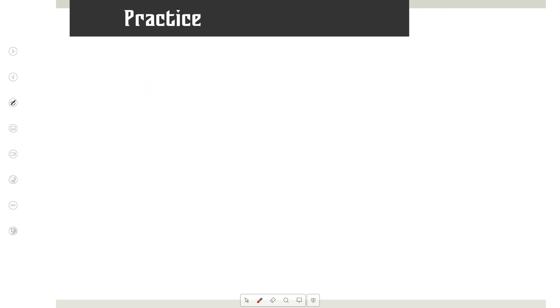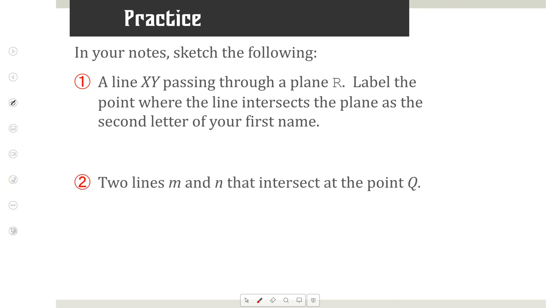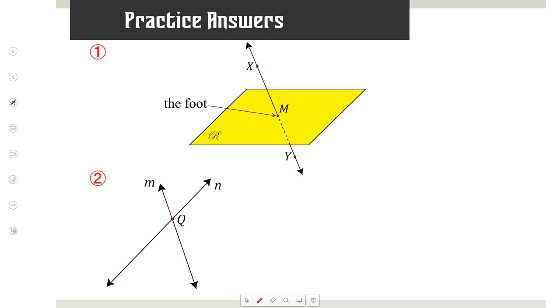Actually, I think we're going to skip this practice because I need to get to some other more relevant things, and you don't really want to practice sketching things, but I'll go through it very quickly. I asked you to draw a line XY passing through the plane R, label the points where it intersects the plane as the second letter of your first name. And the second one is two lines M and N that intersect at Q. You'll be drawing some of these pictures. They look like this. Are yours going to be as nice as mine? No.